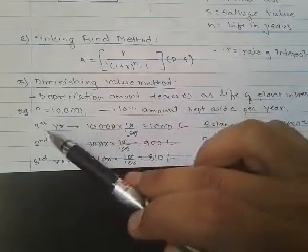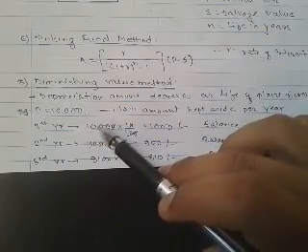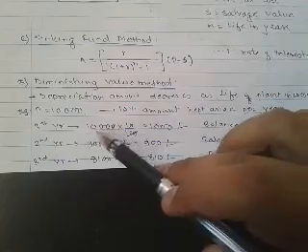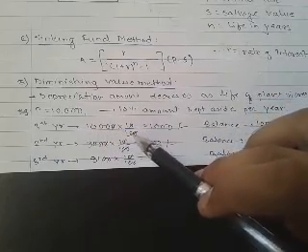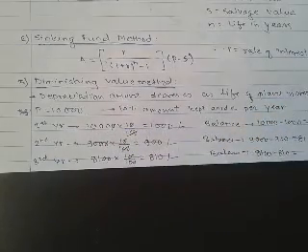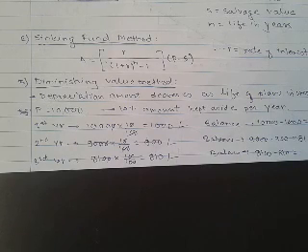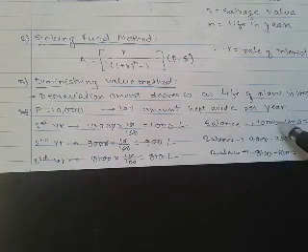Then for first year, 10% of 10,000 means 10,000 into 10 divided by 100, we get 1,000 rupees. Means after first year we have to keep 1,000 aside. So balance amount is 10,000 minus 1,000 is equal to 9,000.